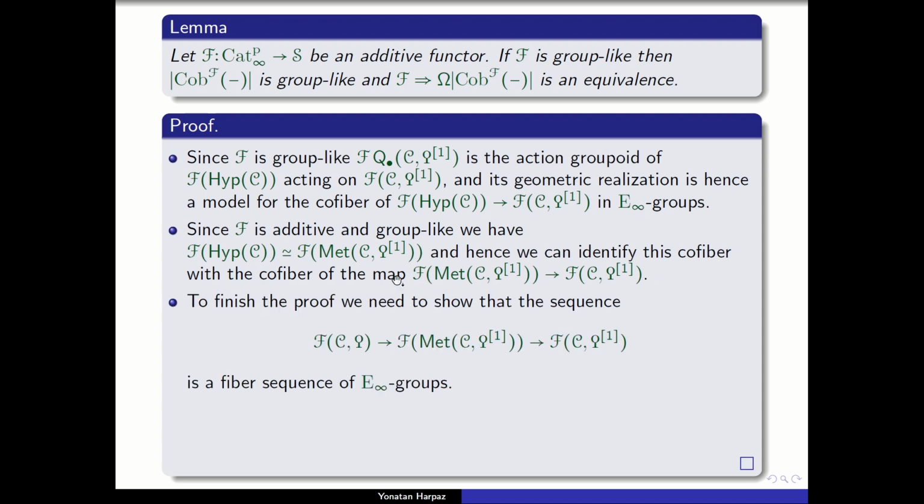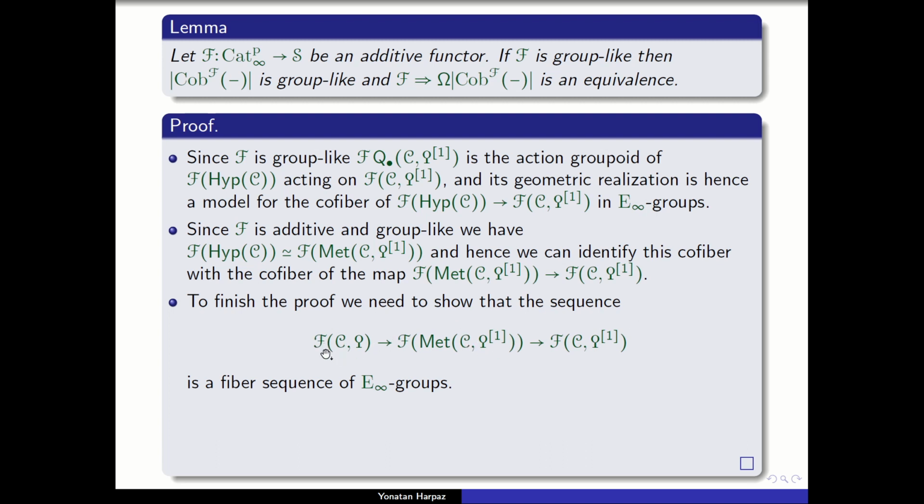And so if we want to show that f identifies with loop of the cofiber, then if one unwinds what map we want to show is an equivalence, one sees that in fact what one needs to show is that this sequence, which is obtained by applying f to the metabolic sequence, is a fiber sequence.